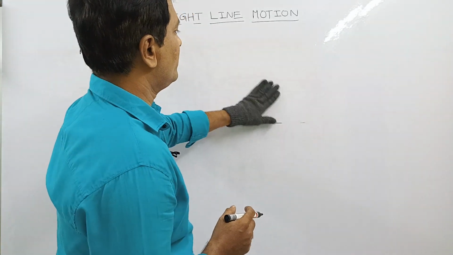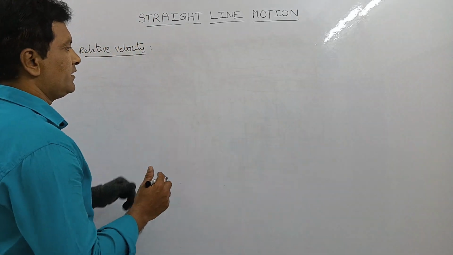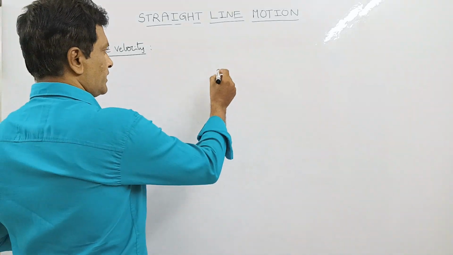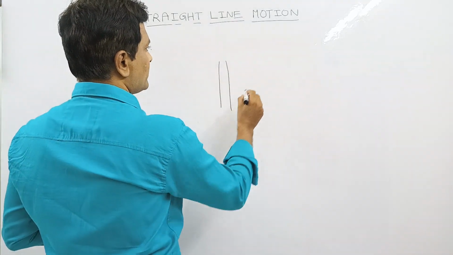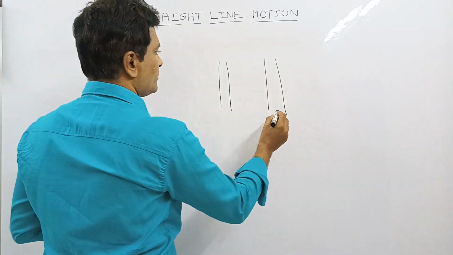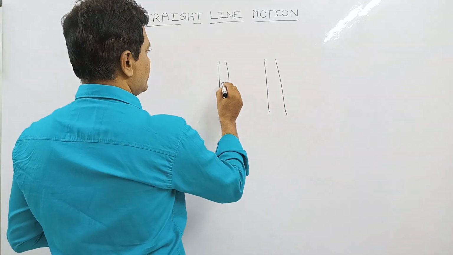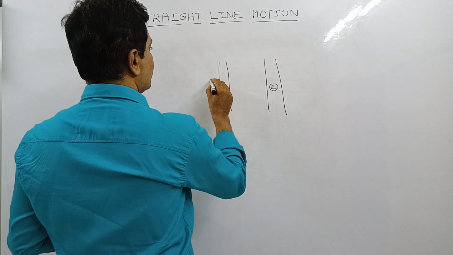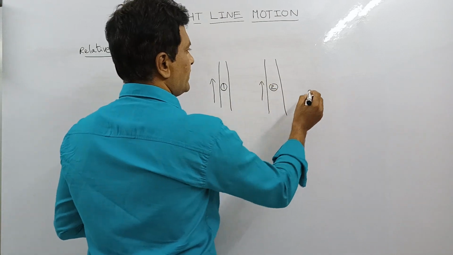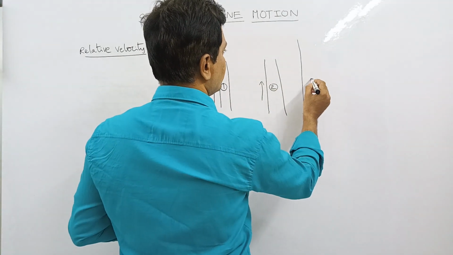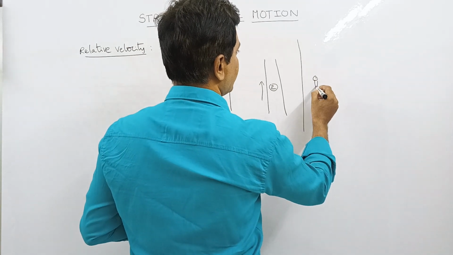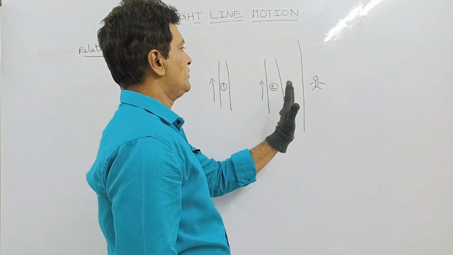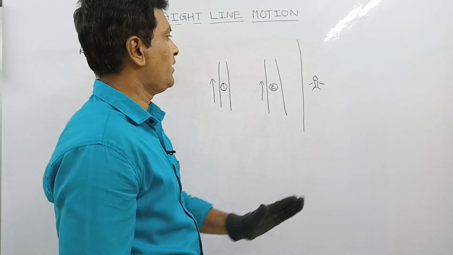We will take another example to understand it in a better way. Suppose on a railway platform there are two railway tracks here. This is track 1, this is track 2. Two trains are moving in this direction, and a passenger is standing on the platform here.